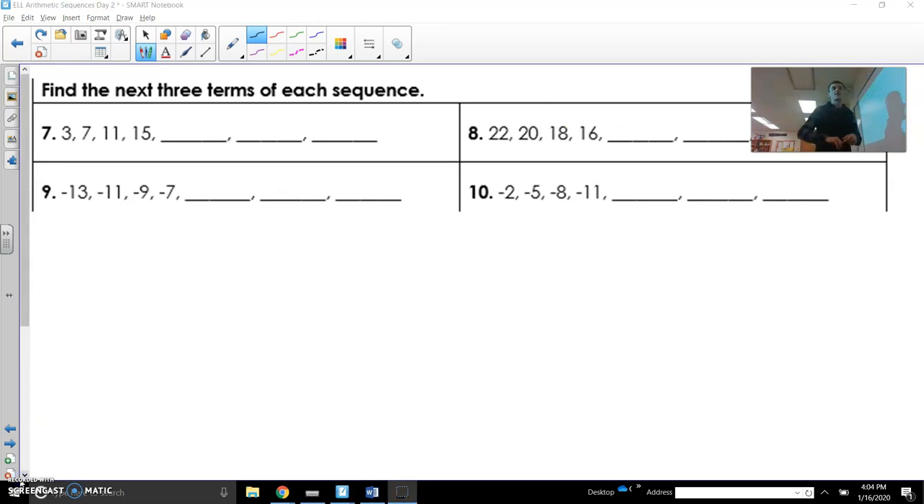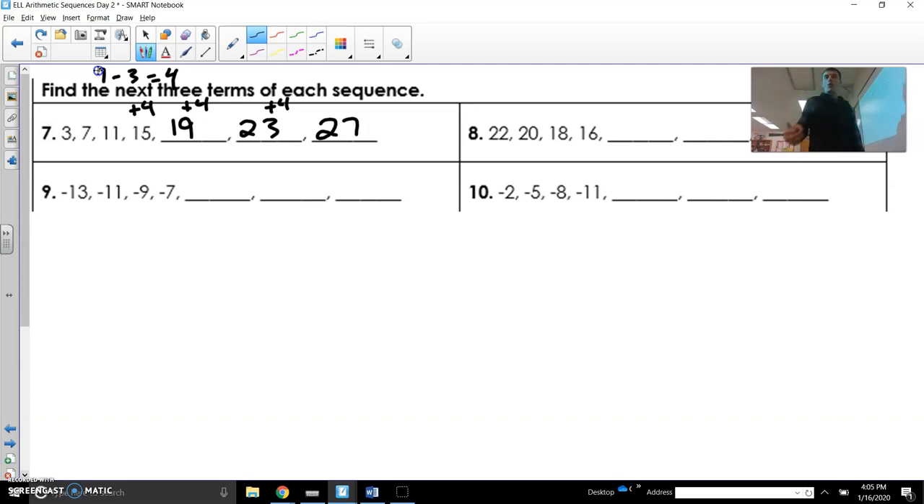So the next section says find the next 3 terms of each sequence. So these are assumed to be arithmetic, and so I need to find out what that common difference is. So the very first one, I'm going to take that second number and subtract the first number, and it looks like I'm adding 4 every time. So 15 plus 4 makes 19. 19 plus 4 makes 23. And 23 plus 4 makes 27.